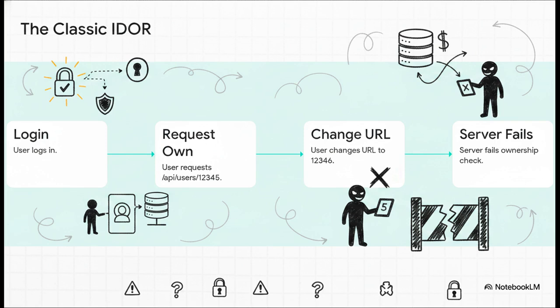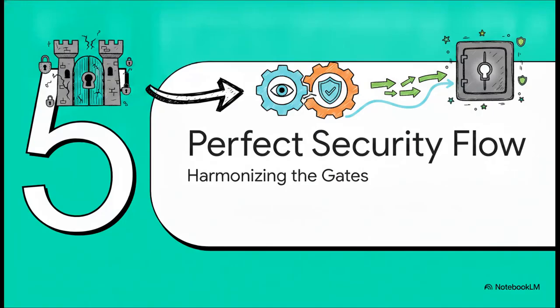And here is where it all falls apart in Step 4. The server fails to check ownership. The server knows the user is logged in, but it completely forgets to ask, does this logged-in user actually own resource 12346? Because that auth check was skipped, the attacker successfully steals another user's data. This right here is exactly why broken access control is consistently the #1 vulnerability we see. So how do we fix it?